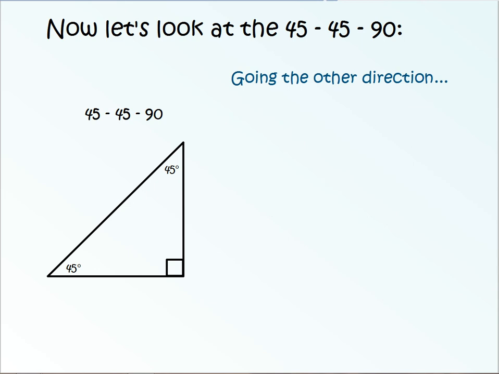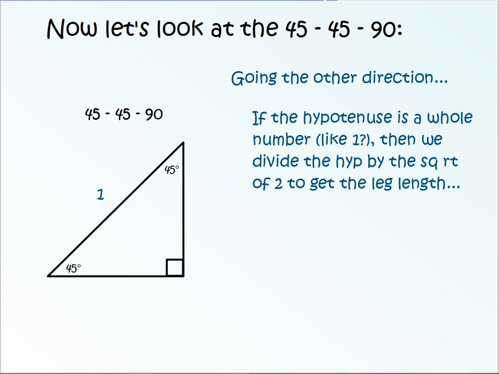Going the other direction provides us with a little bit of a challenge. Let me show you what happens. If the hypotenuse is a whole number like 1, this is what it's going to look like in the unit circle, right? We can go the other way and divide the hypotenuse by the square root of 2 to get the leg length.